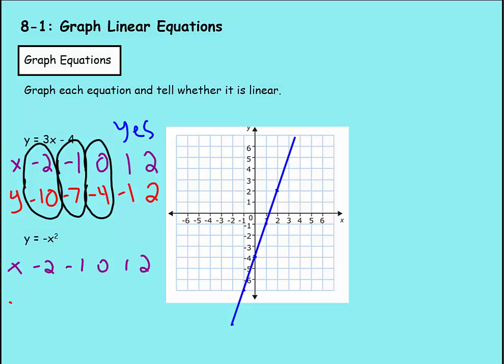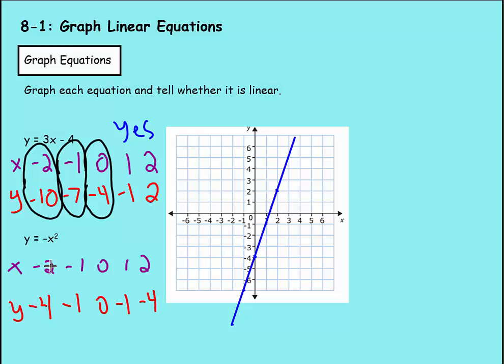So when I do that, what are my y values going to be? Well, I'm going to do the squaring first because that comes first in order of operations. Then I'm going to have the negative attached. So I have -2 squared, which makes +4. Then negative that would be -4. -1 squared would be +1, negative that would be -1. 0 squared would be 0, that just gives me 0. 1 squared gives me 1, the negative of that would give me -1. And then 2 squared would be 4, negative that would be -4.